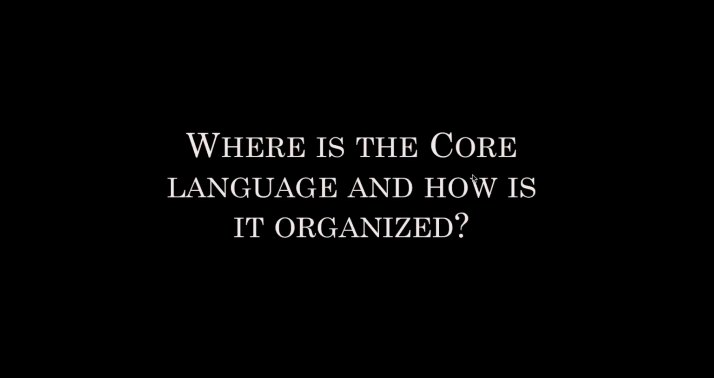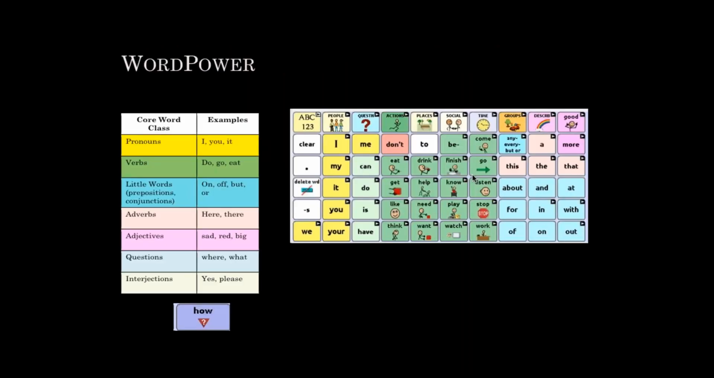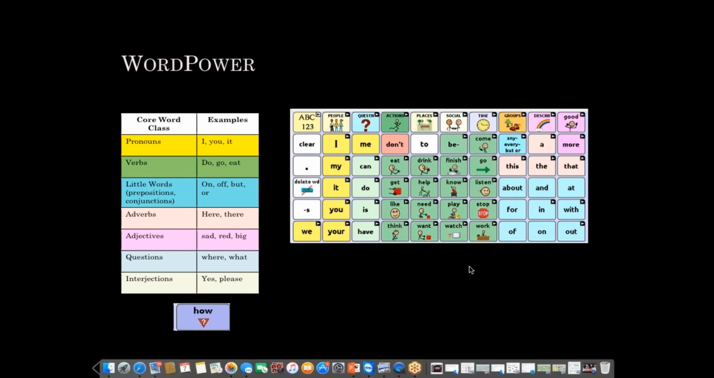So where is the core language and how is it organized? Let's take a quick peek. On the left, this is a modified Fitzgerald Key. I'm not going to go into details about that, but it's a color coding system if you're not familiar with it, and you can Google it to find out more. You can see here that yellow is set up for pronouns, like I, you, and it. On this Word Power file, we have seven of the most frequently used pronouns. They're all in yellow.